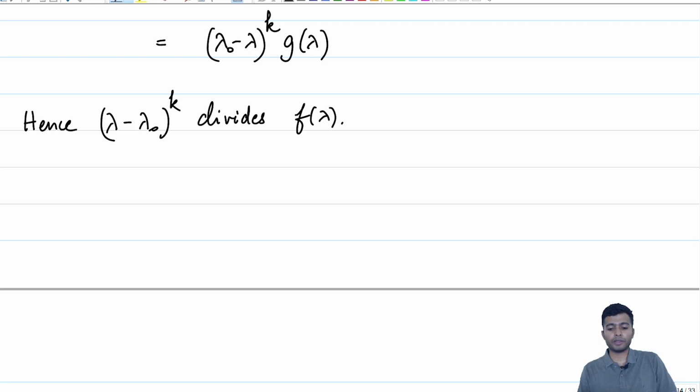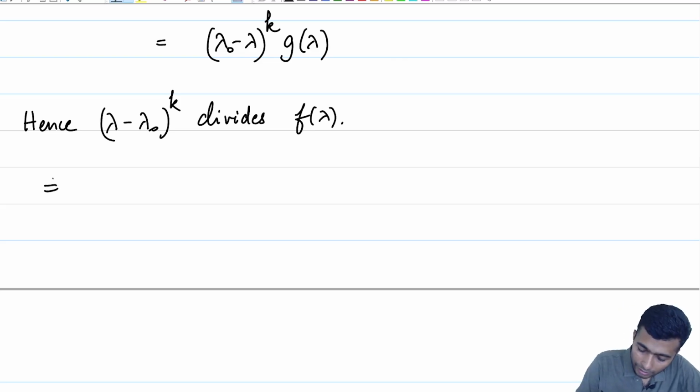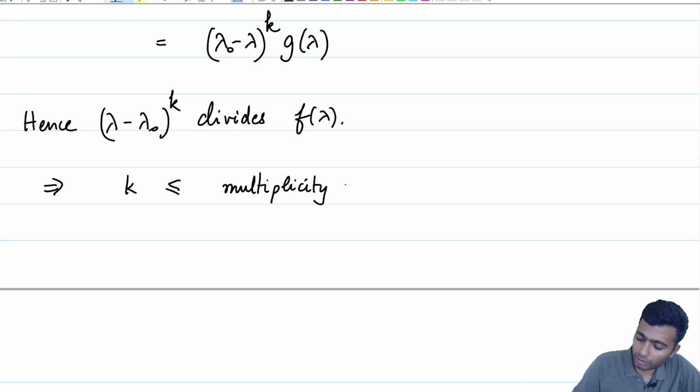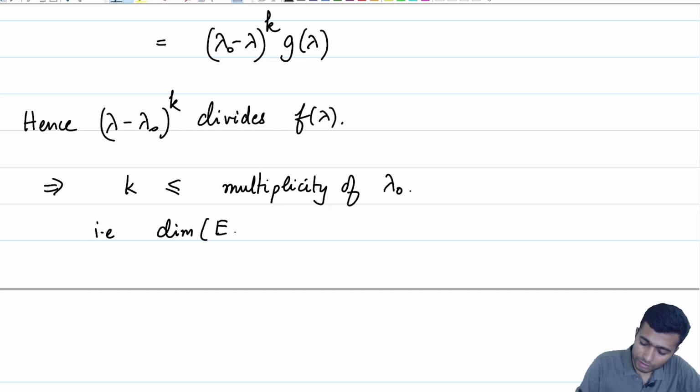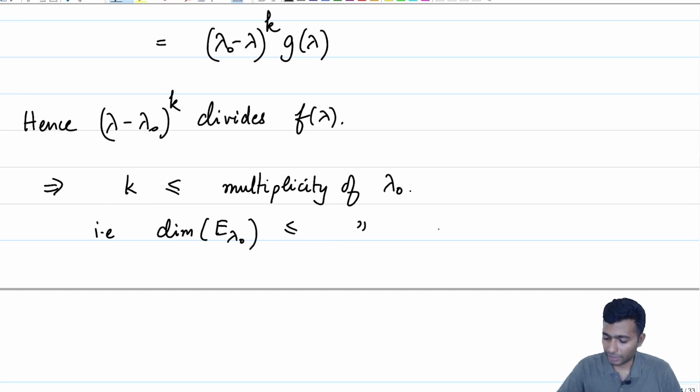But what was the multiplicity of a given eigenvalue? It is the largest positive integer L such that lambda minus lambda naught to the power L divides f of lambda, and therefore, k has to be less than or equal to the multiplicity of lambda naught. But what was k? K was nothing but the dimension of the eigenspace, and this is less than or equal to the multiplicity of lambda naught, and we have completed the proof.